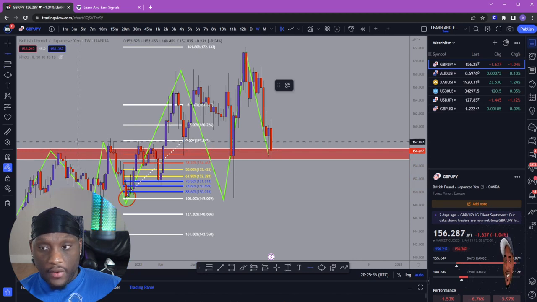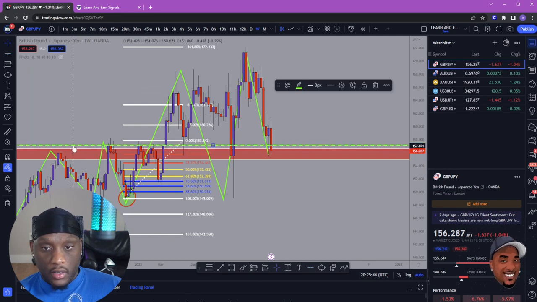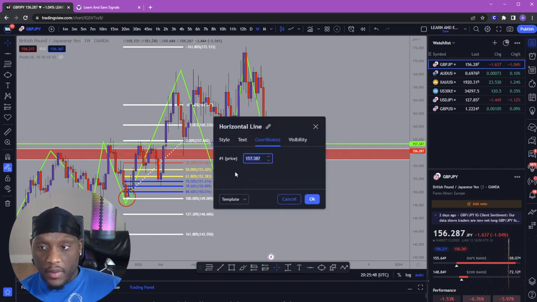We have 158 flat, but I want to get the most common one that all of them touch, which I believe is 157 flat, which I'll drop right there just for now. If it's green, it's clean. That's my retrospect. So let me go ahead and delete that.